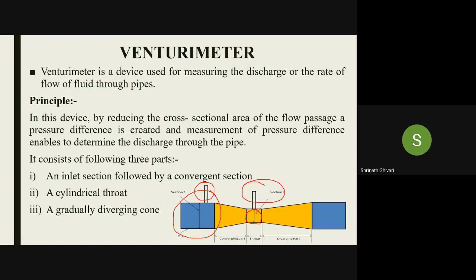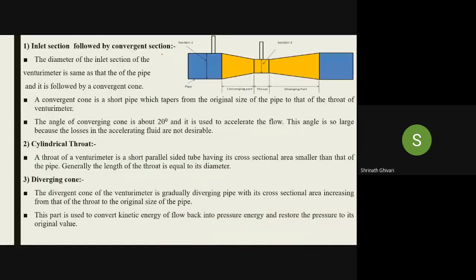So a venturimeter consists of an inlet which is followed by a converging section, a throat, and a gradually diverging cone. Fine. So next we will discuss the parts and we shall conclude the class now. These are the parts which we have discussed about the venturimeter.